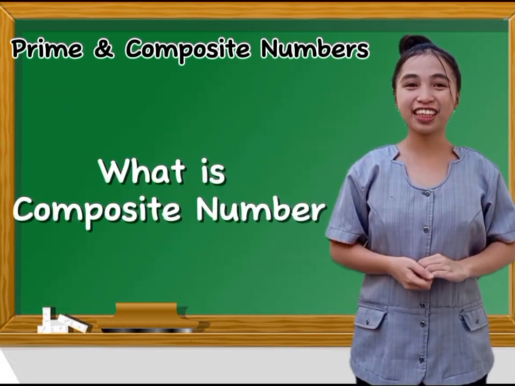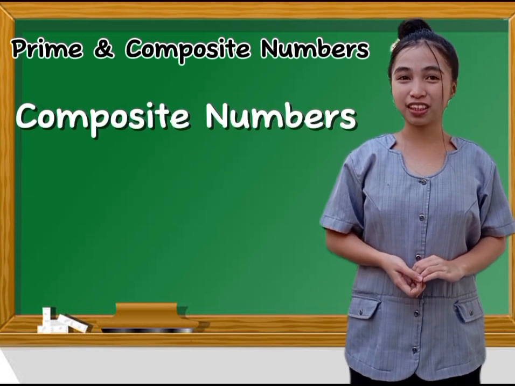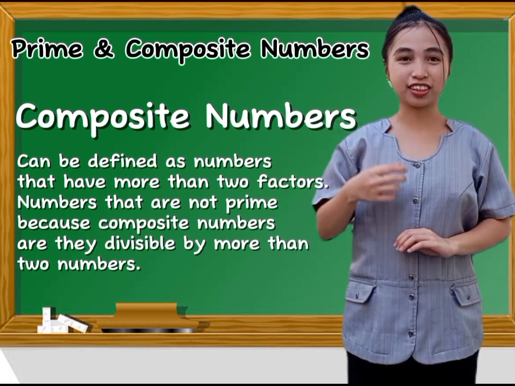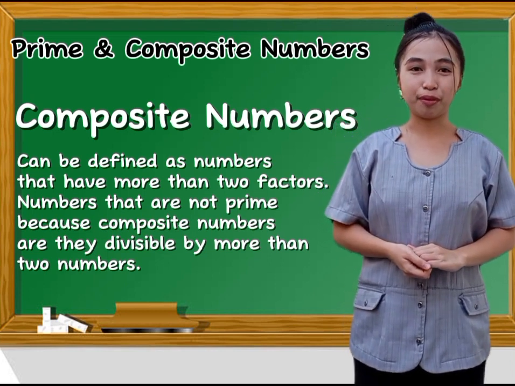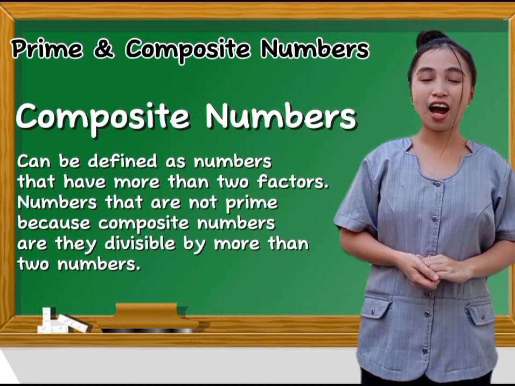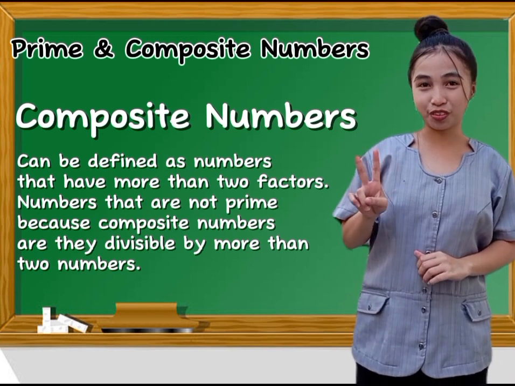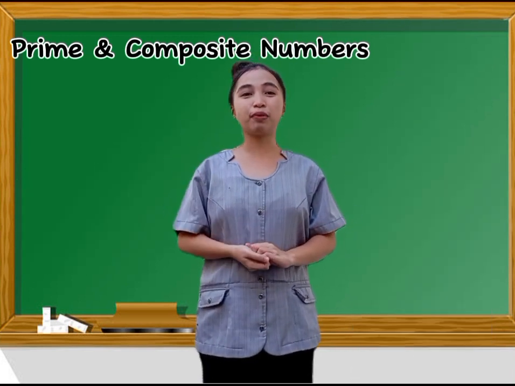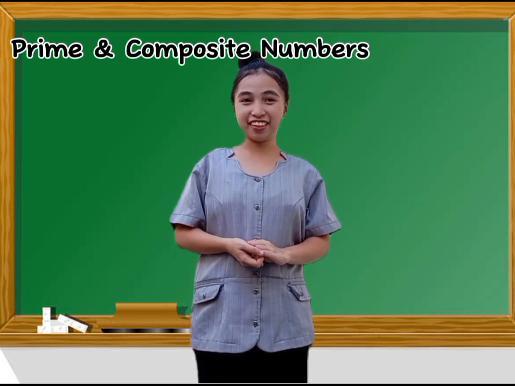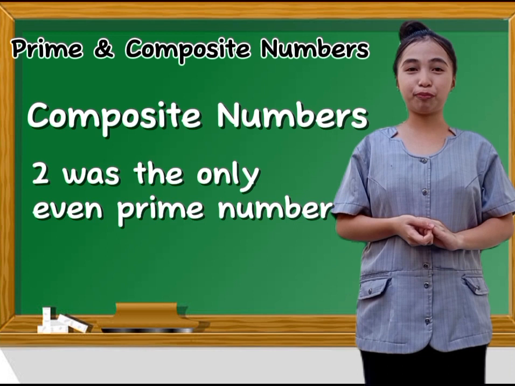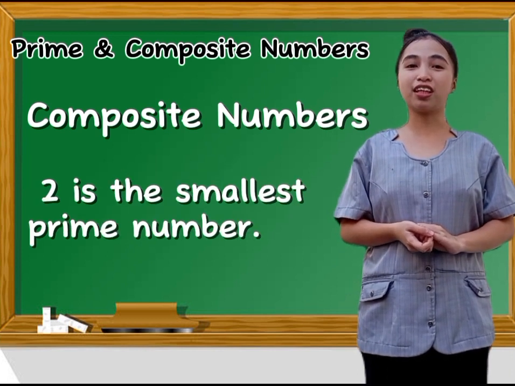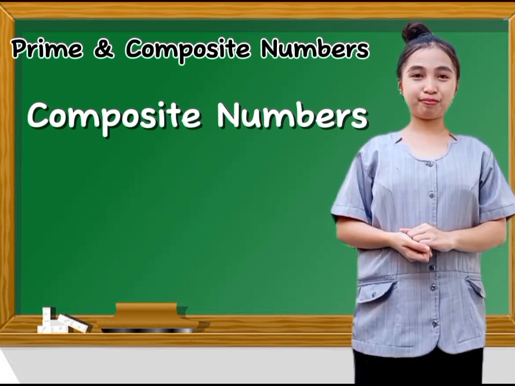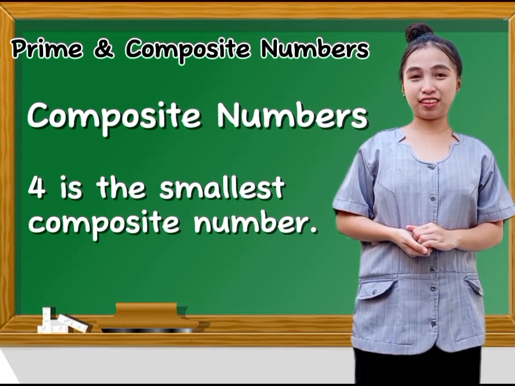Now, what is a composite number? A composite number can be defined as a number that has more than two factors. They are numbers that are not prime, because composite numbers are divisible by more than two numbers. All even numbers except 2 are composite numbers. As I said earlier, 2 is the only even prime number and the smallest prime number. So 2 is not a composite number. 4 is the smallest composite number.